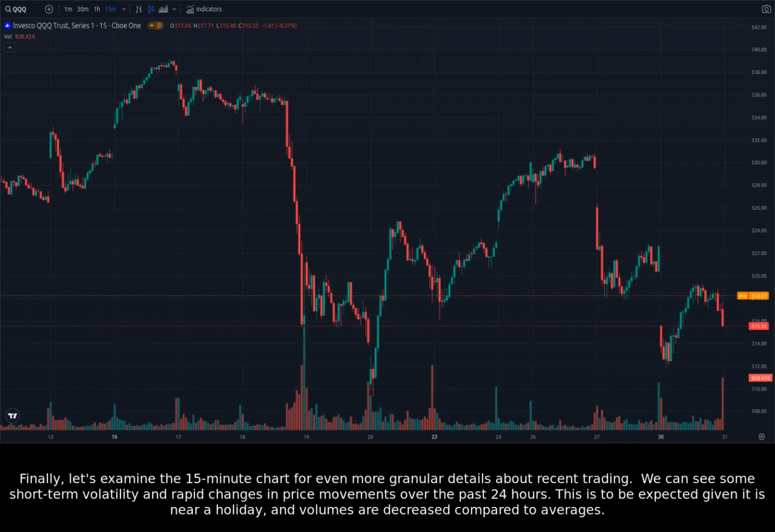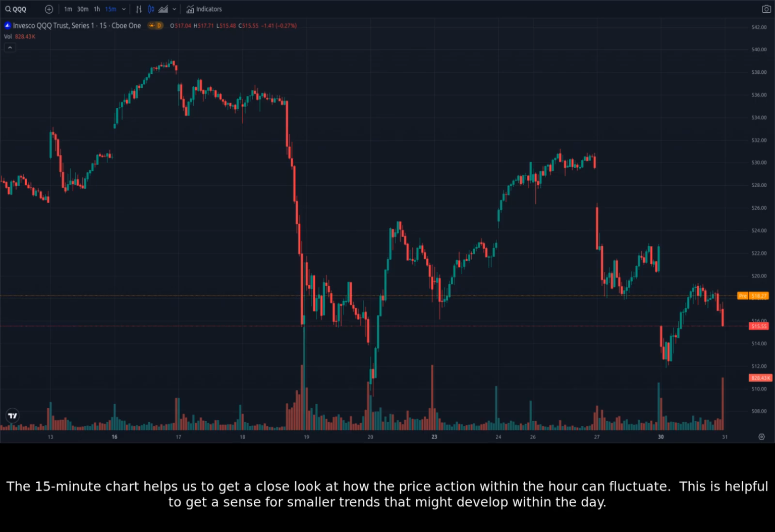Finally, let's examine the 15-minute chart for even more granular details about recent trading. We can see some short-term volatility and rapid changes in price movements over the past 24 hours. This is to be expected given it is near a holiday and volumes are decreased compared to averages. The 15-minute chart helps us to get a close look at how the price action within the hour can fluctuate. This is helpful to get a sense for smaller trends that might develop within the day.